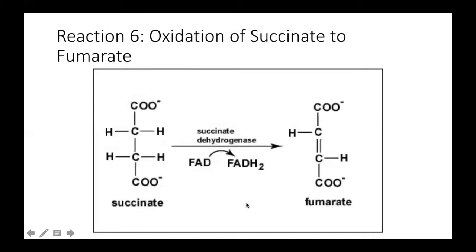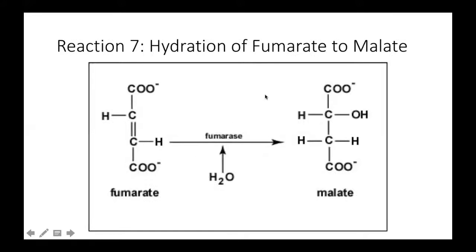Moving on is the oxidation of succinate to fumarate. Succinate is oxidized to form fumarate, and 2 hydrogen atoms are transferred to FAD to form FADH2. Then is the hydration of fumarate to malate. Fumarate becomes hydrated by an addition of water, then converts to malate, catalyzed by fumarase.